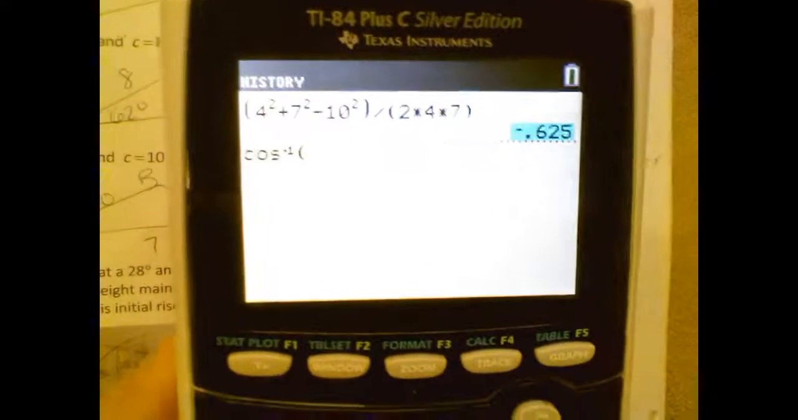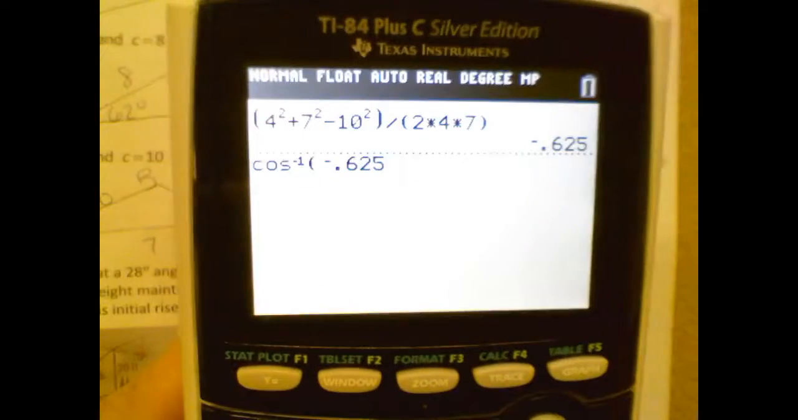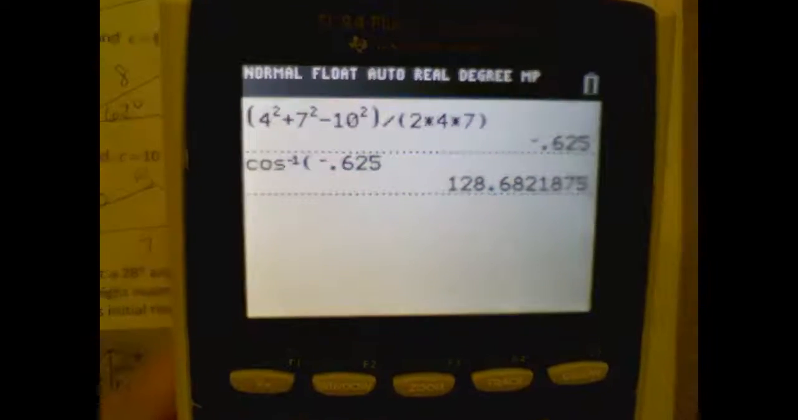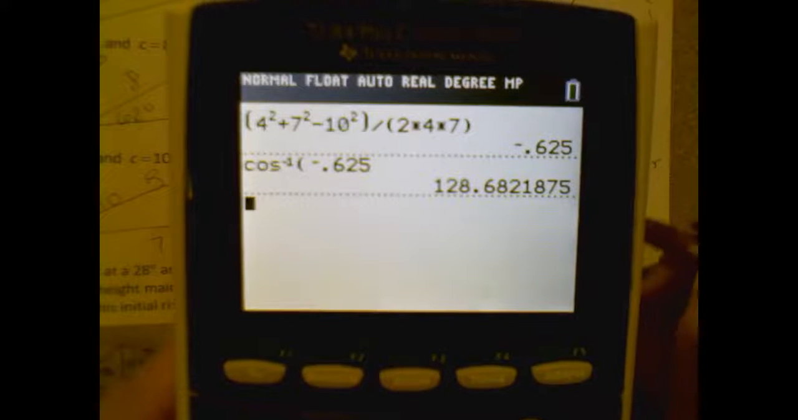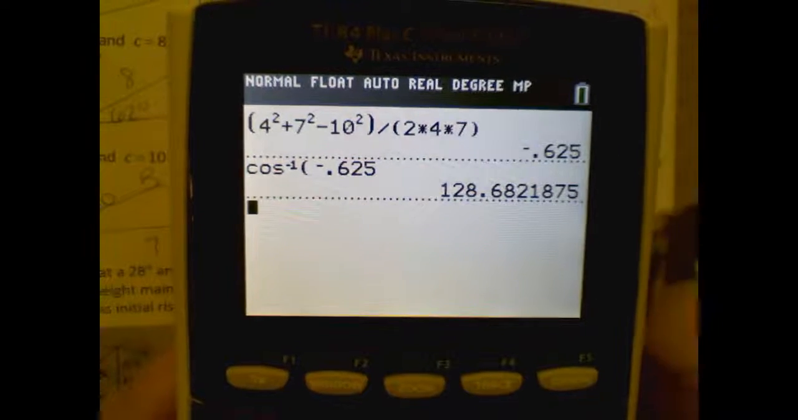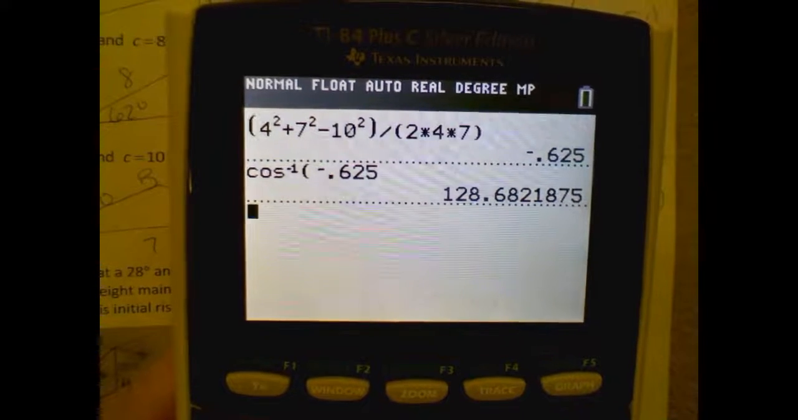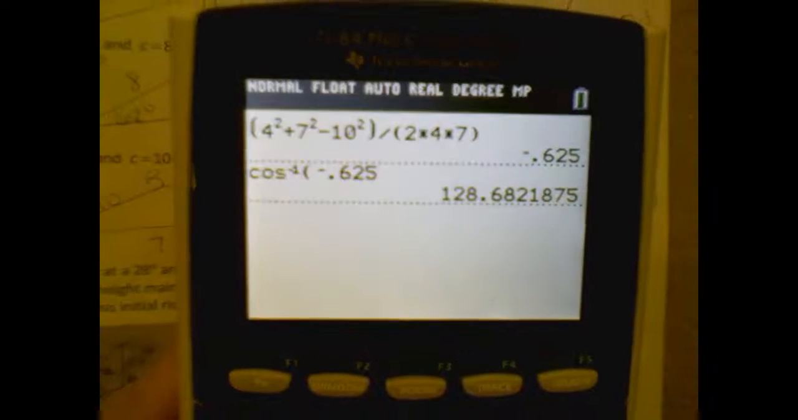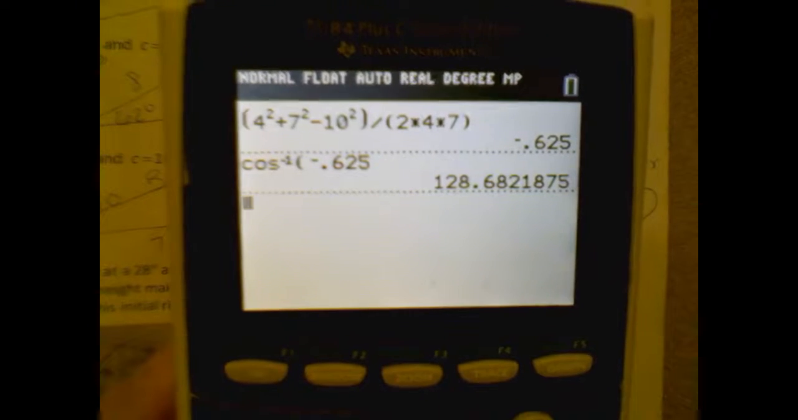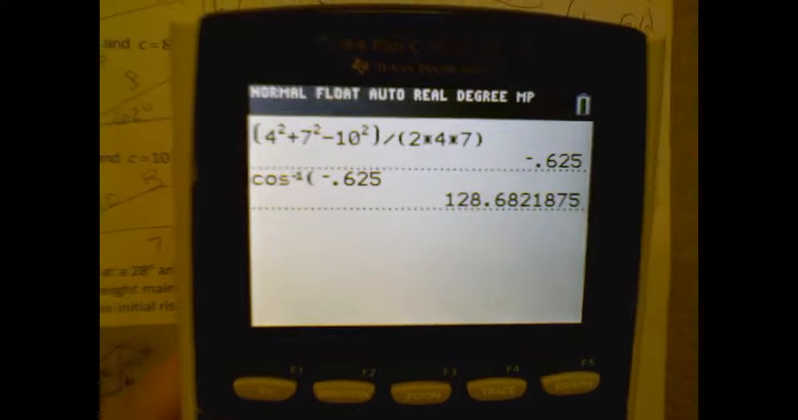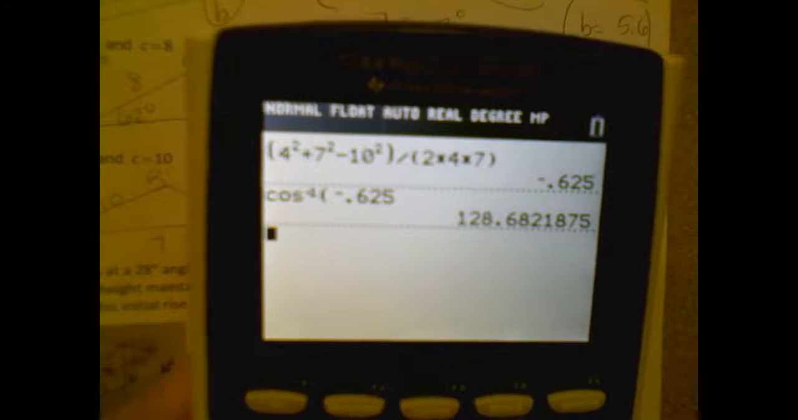So we are going to press second cosine. Go up and highlight. Press enter twice. Your angle is 128.7 degrees. So we just did one of each type there, law of sines, and then we did 2 law of cosines.